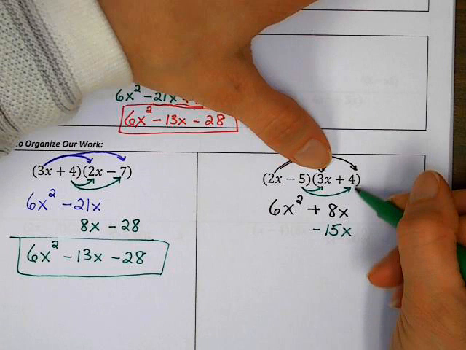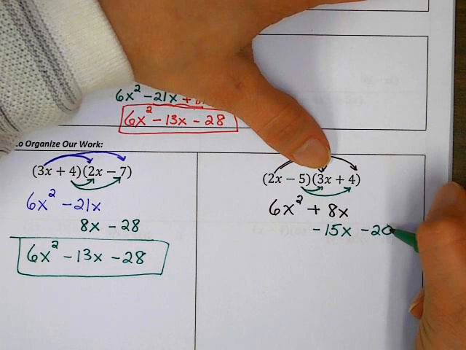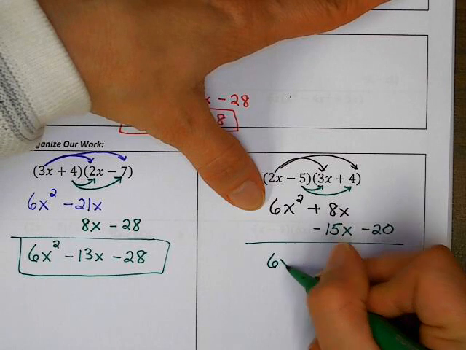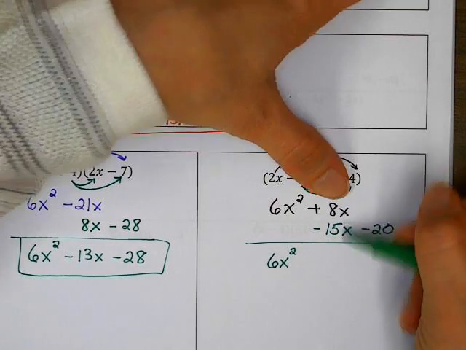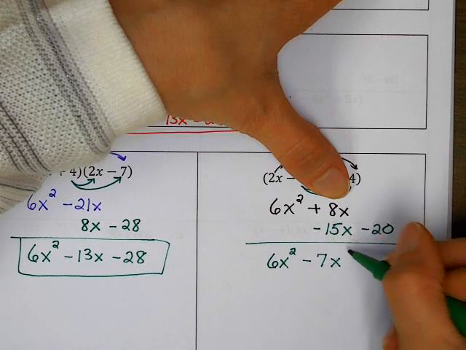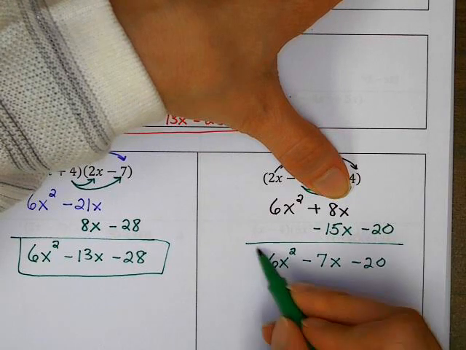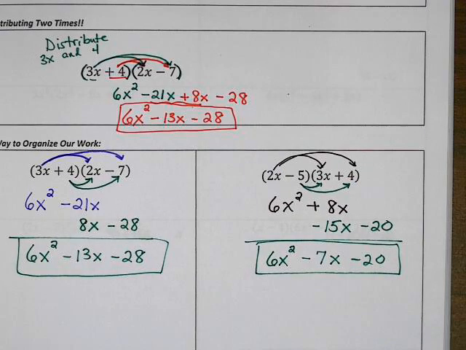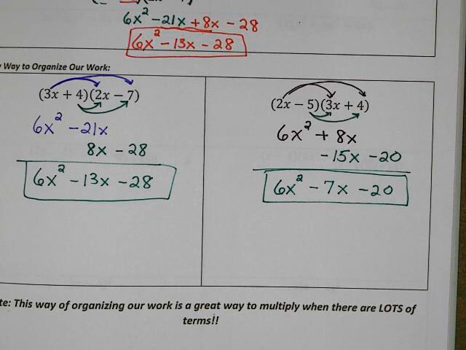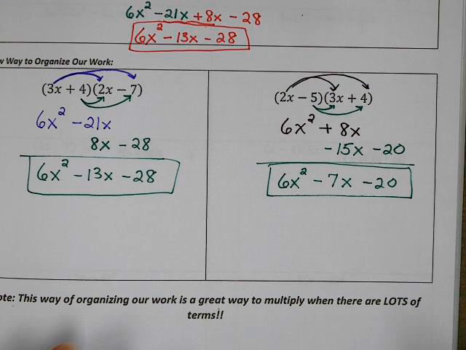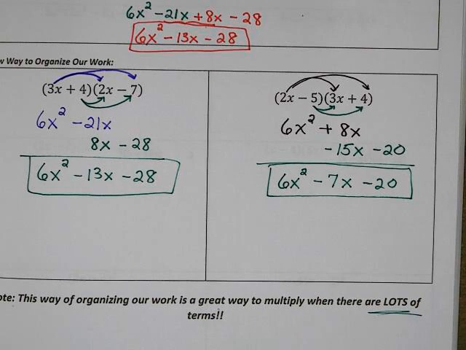-5 times +4 is -20. Okay, and now when I add these together, there's 6x squared from that column. It looks like these can be combined to make -7x minus 20. Okay, adding like terms gets a lot easier when they're already lined up together. So this is a way of organizing our work, which is great, especially when there's lots of terms.